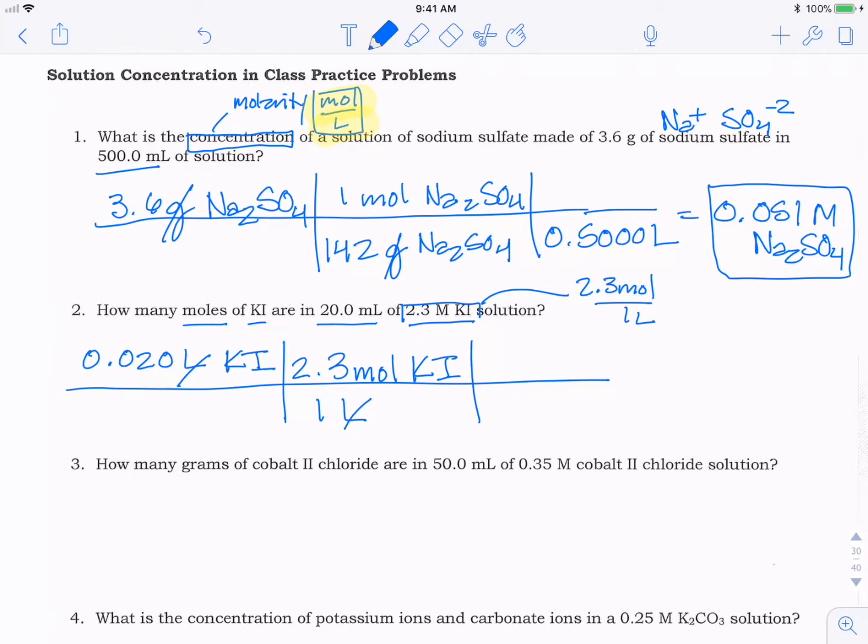So 0.02, I'm going to get rid of this so it's not so big. 0.02 times 2.3 is 0.046 moles of KI.